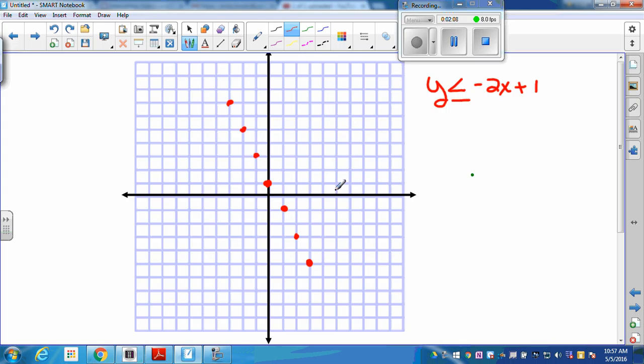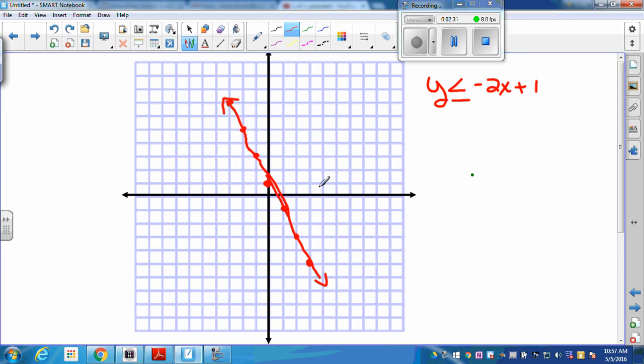So in our linear inequality, we have a less than or equal to. So that means I'm going to connect these points as best as I can with a solid line. Ooh, I almost got them all there. Alright, and so remember, we like to indicate that this is a line and continues on forever with our arrows.